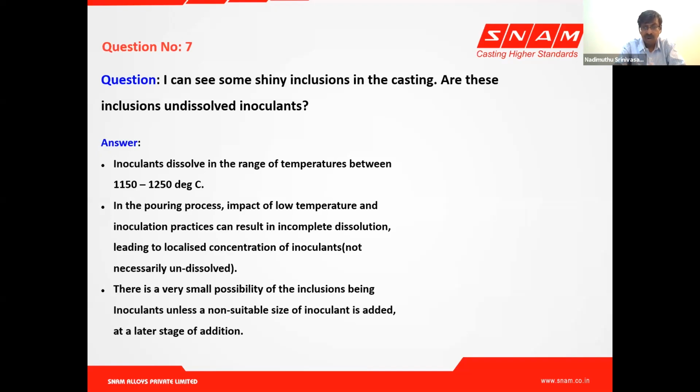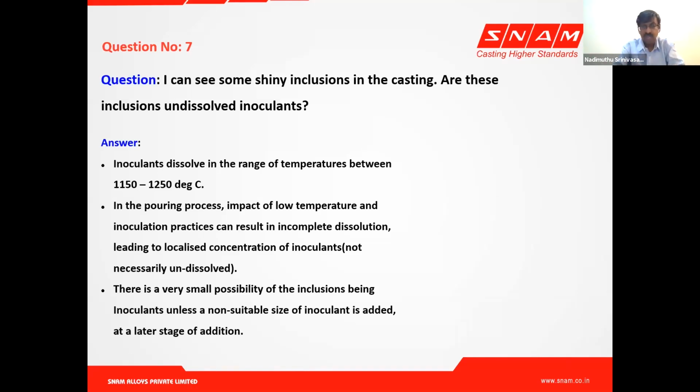See, the way the alloying is done, a ferrosilicon-based inoculant should dissolve, and it is below the liquidus temperature of the chemical composition of the metal you are pouring. So there is very small possibility of the inclusion being inoculant unless a non-suitable size is used. You use a very big size in a small treatment ladle, or you add it very late so that the temperature of the molten metal is at TL, and by the time you add the inoculant, it starts solidifying. Only in such a case can it happen.